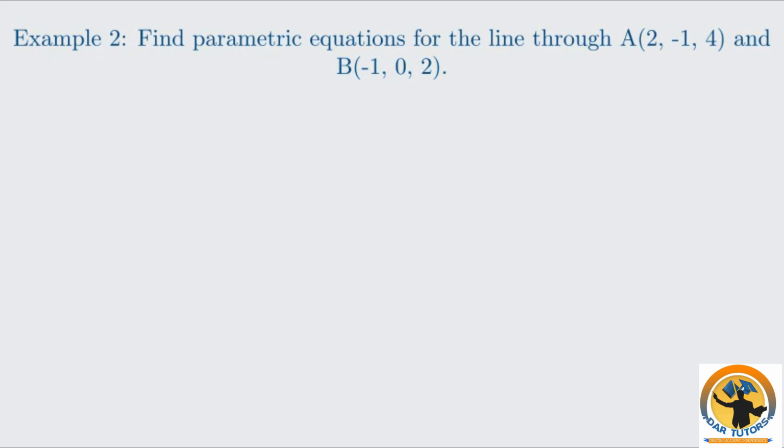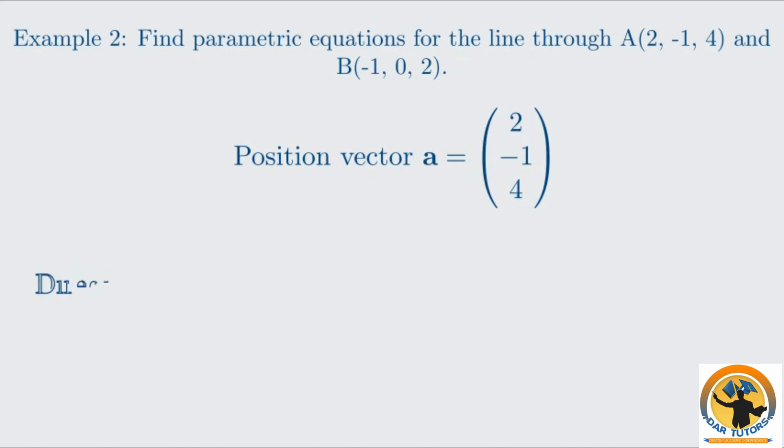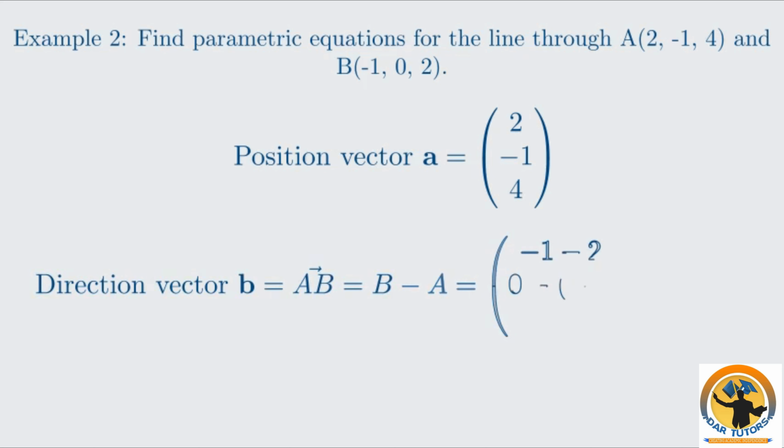Let's use point A. So our position vector, a, will be (2, -1, 4). Now we need a direction vector. The vector connecting the 2 points, AB, will lie on the line and can serve as our direction vector. The vector AB is found by subtracting the position vector of A from the position vector of B. This gives us (-1 - 2, 0 - (-1), 2 - 4), which simplifies to (-3, 1, -2).